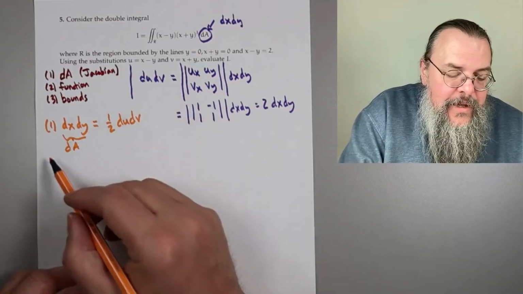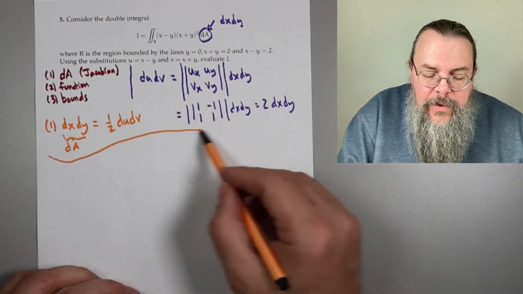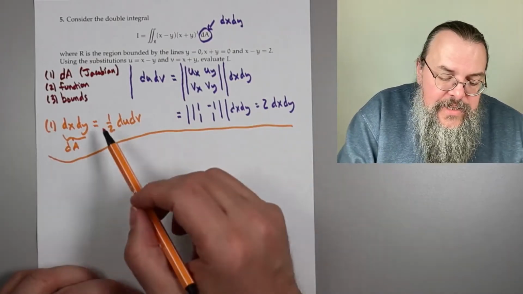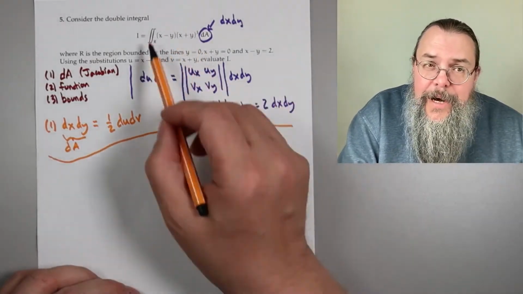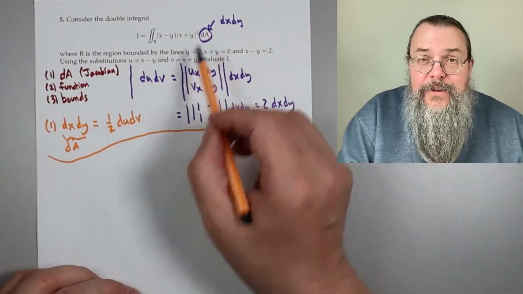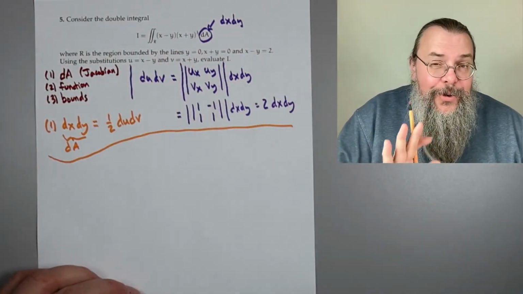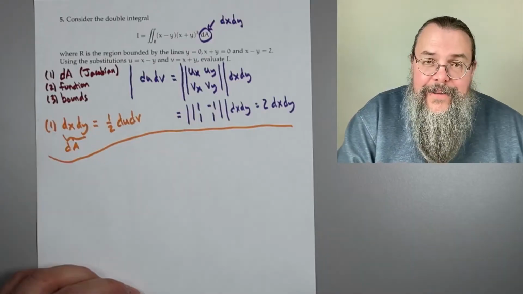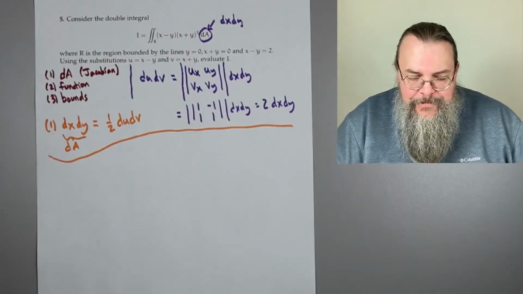Okay. Now, the reason you want to do the Jacobian first is sometimes it might peel off a piece of this. So some of this might get absorbed into your dA. So that's why you want to hold off before you go to your next step, the function.